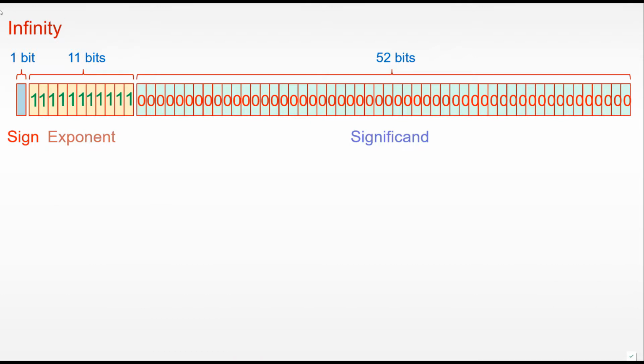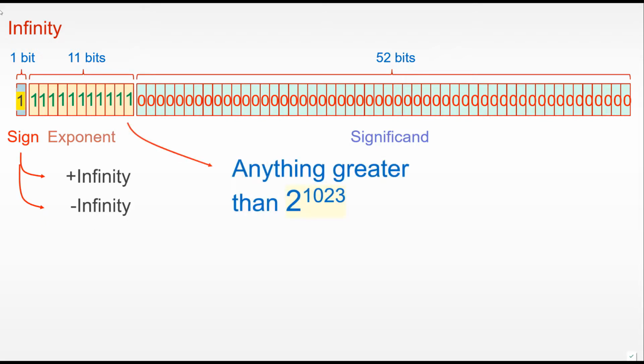How do we deal with infinity? Well, to define infinity, we add all ones in the 11 bits of the exponent and all zeros in the 52 bits of the significand. So this is the definition of infinity. Notice that the first bit is again free, so we can have positive infinity and negative infinity as we have discussed elsewhere. What is infinity? Well, anything greater than 2 to the power of 1023 would give us this number.